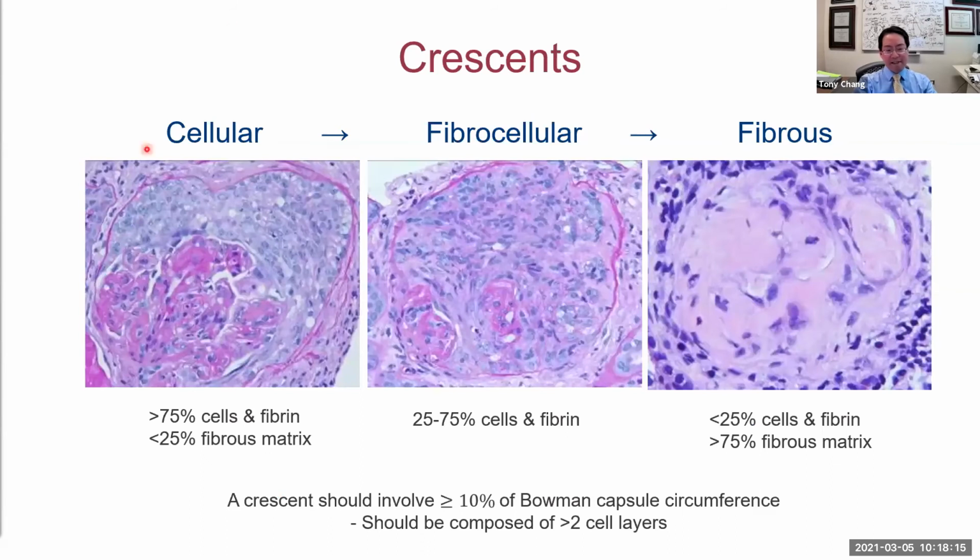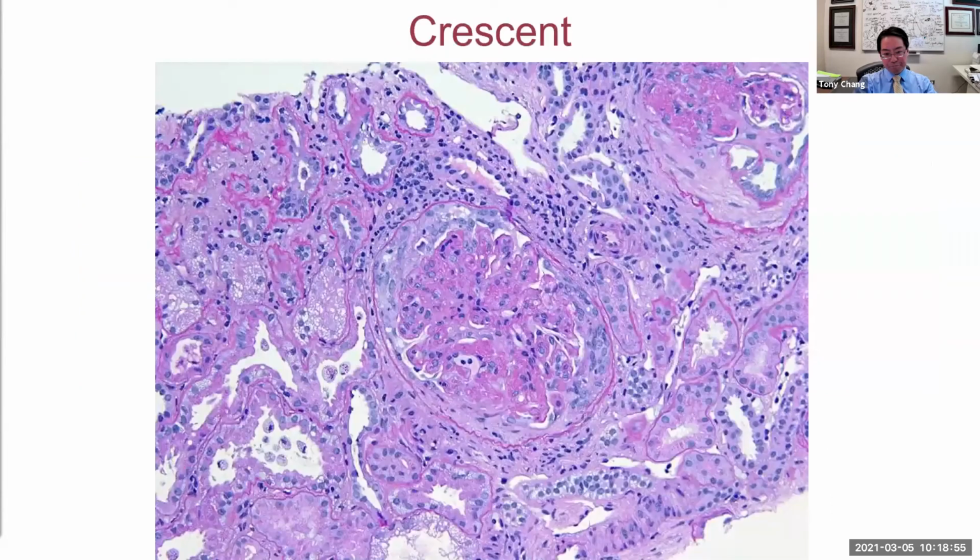So with the cellular crescents, one of the things to remember is that initially, when it's very acute, very recent injury, you have a lot of cellularity. The epithelial cells are packed very closely together, and this indicates a very recent injury. As the crescent ages, it becomes fibrocellular and then fibrous. One of the clues that you're dealing with a fibrous crescent is that Bowman's capsule becomes disrupted, eroded and degraded, and you might only see remnants of it.